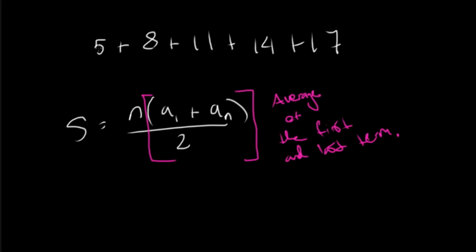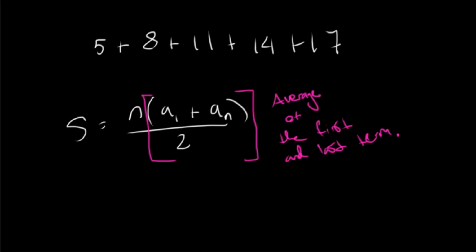All right, so if I take the average of the first and last term, and then I multiply them by the amount of terms there are, essentially what I'm doing in my example here is 11 plus 11 plus 11 plus 11 plus 11. And each of those 11s accounts for the 5 and the 17, the 8 and the 14, and then the 11 itself. So the sum of an arithmetic sequence is the average of the first and last terms multiplied by the amount of terms.